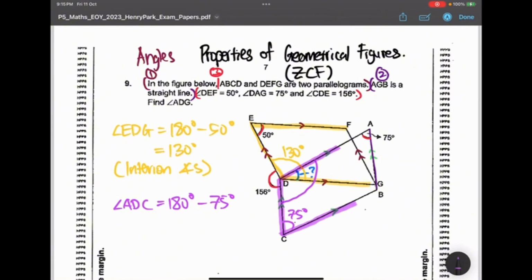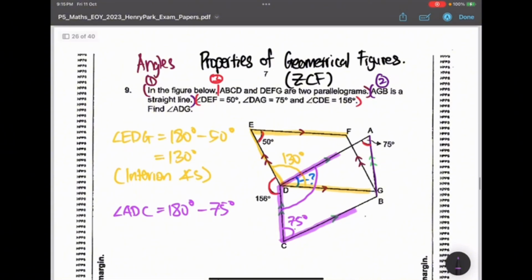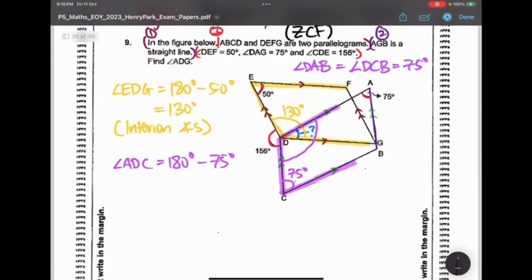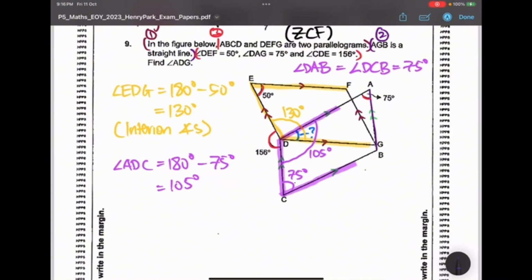Why? Because in a parallelogram, the opposite angles are equal. So what I can say is that angle DAB equals angle DCB, which equals 75 degrees. So moving back to angle ADC, this would simply give me 105 degrees. Now what I want to do next is to find another angle, angle GDC.